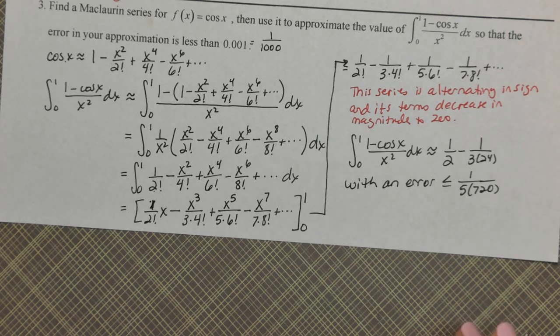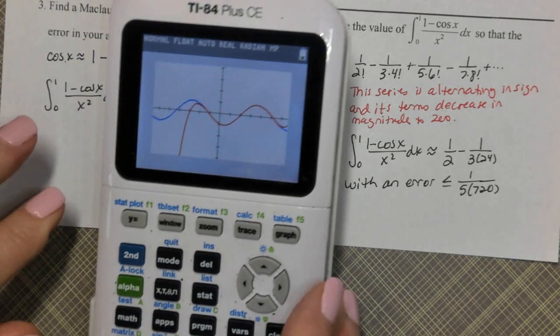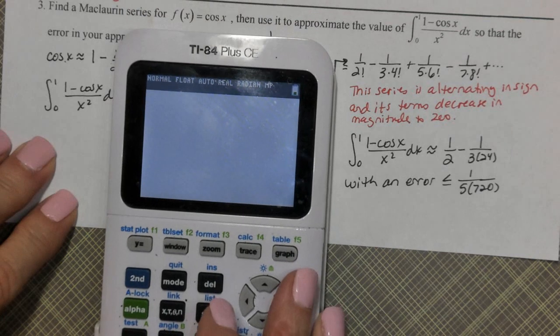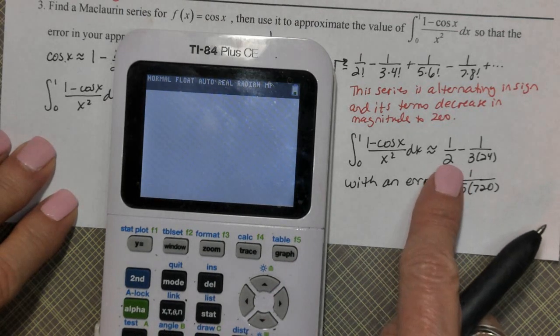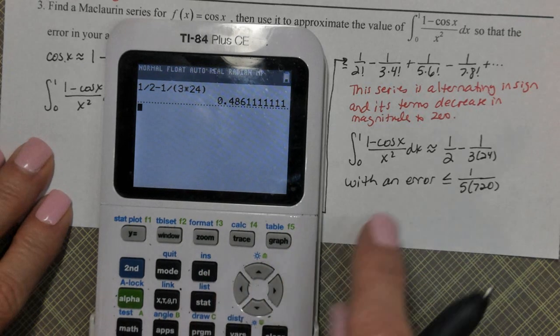Not too bad, not too bad. Let's see how close we are. So I still had this on there from yesterday. Okay, first of all, let's find our approximation. So our approximation was 1/2 minus 1 divided by 3 times 4 factorial, 24. So there is our approximation for this integral.